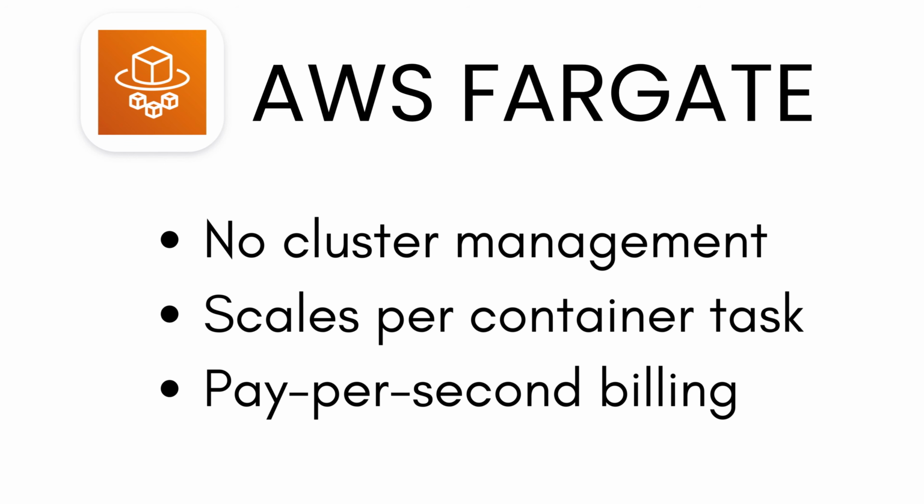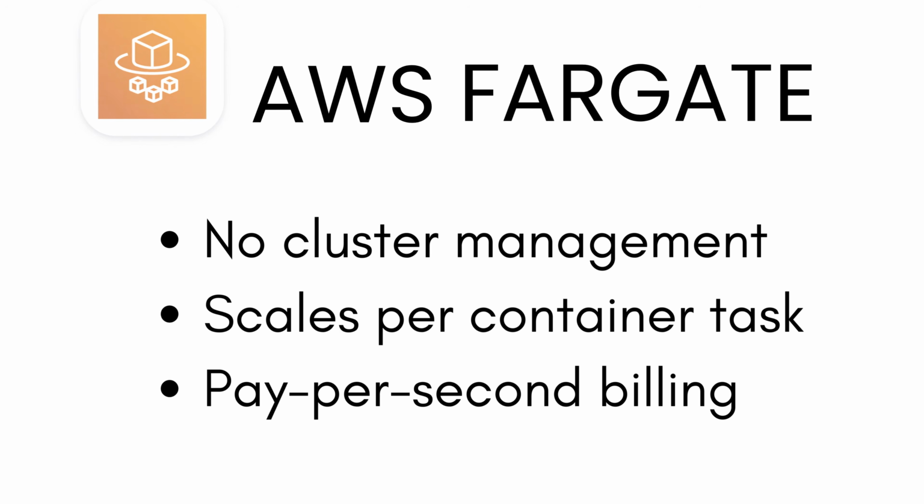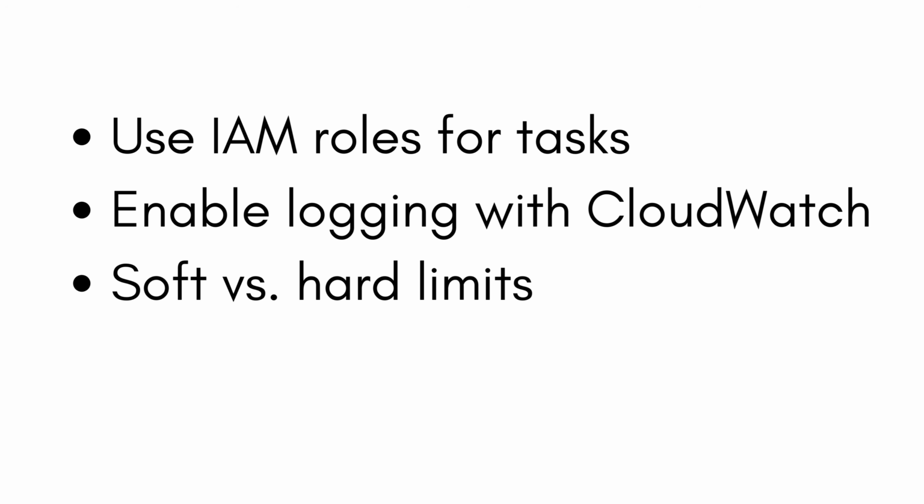The key benefits are no cluster management. It scales per container task and has pay-per-second billing. Fargate abstracts infrastructure overhead. You define CPU, memory, and networking, and AWS handles the rest. Pro tip: use IAM roles for tasks, enable logging with CloudWatch, and always keep an eye on soft versus hard limits for CPU to avoid throttling.